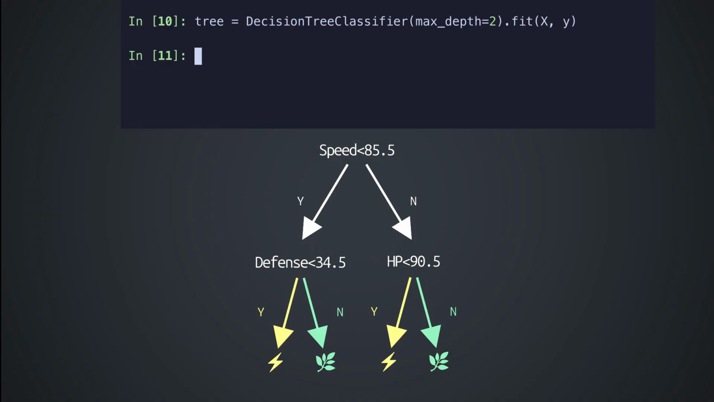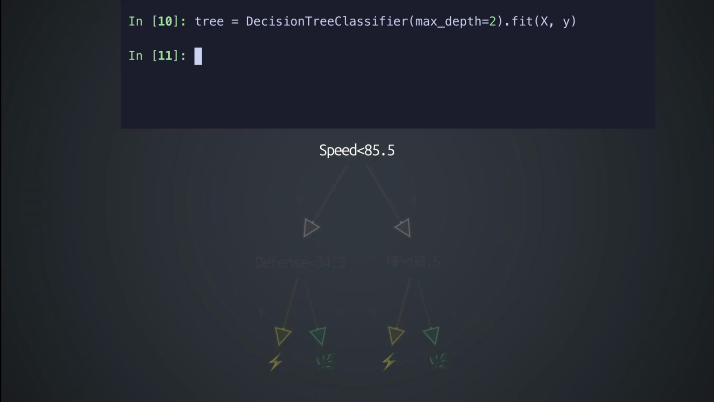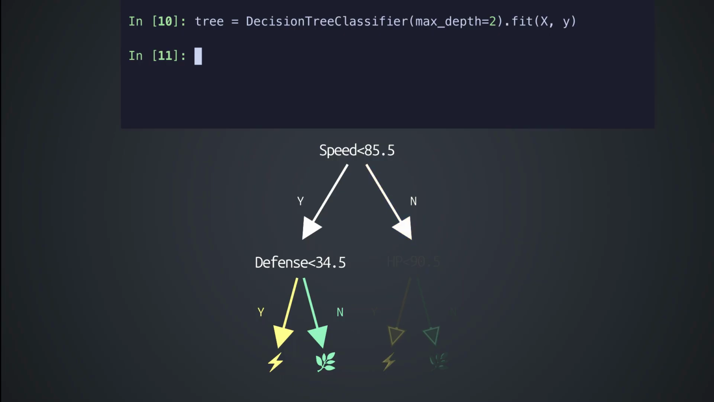This means that we first split the data according to the speed feature just like before. If the speed is less than 85.5, then we look at the defense feature, and we check if it's less than 34.5. If the answer is yes, then we predict type electric. Otherwise, we predict grass. A similar reasoning can be applied to the other branch of the tree. If the answer to the first question is no, then we look at the feature HP and check whether it's less than 90.5. Again, note that behind the scenes, the fit method automatically picks both the features and the cutoff values at which to split the data.